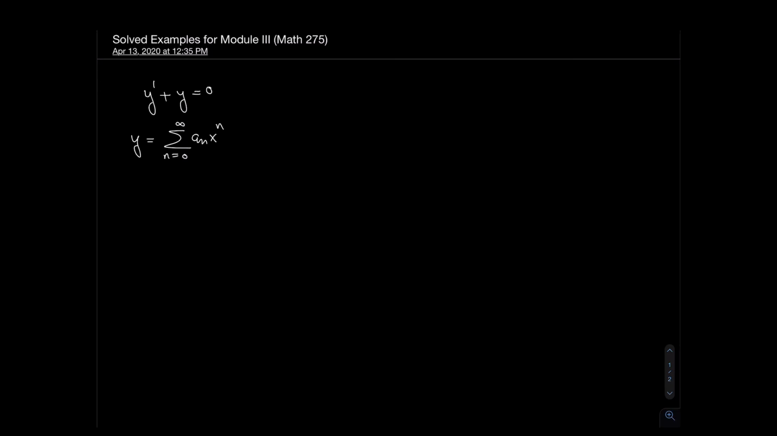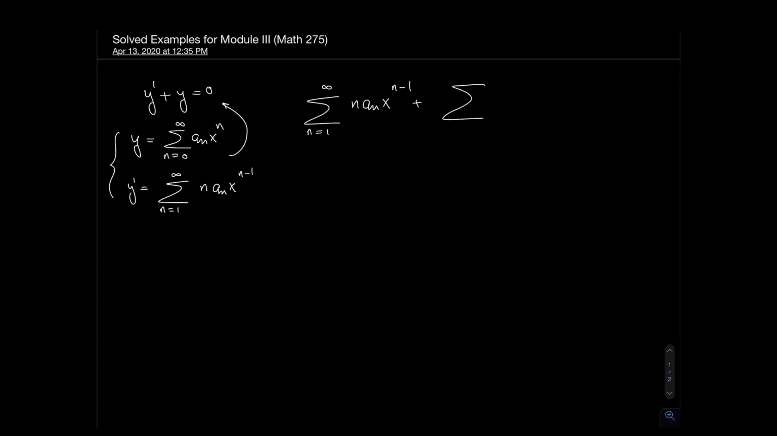Now your y prime here will be the summation of n times a_n x to the power of n minus 1, and I have to up the index by 1 because I lowered the power of x by 1 in the process of differentiation. Now I take these two expressions and plug them into the differential equation. So I have the summation of n a_n x to the n minus 1 as n goes from 1 to infinity, plus y, which is the summation from n equal to 0 to infinity of a_n x to the n, and that has to equal 0. So here's my converted differential equation.